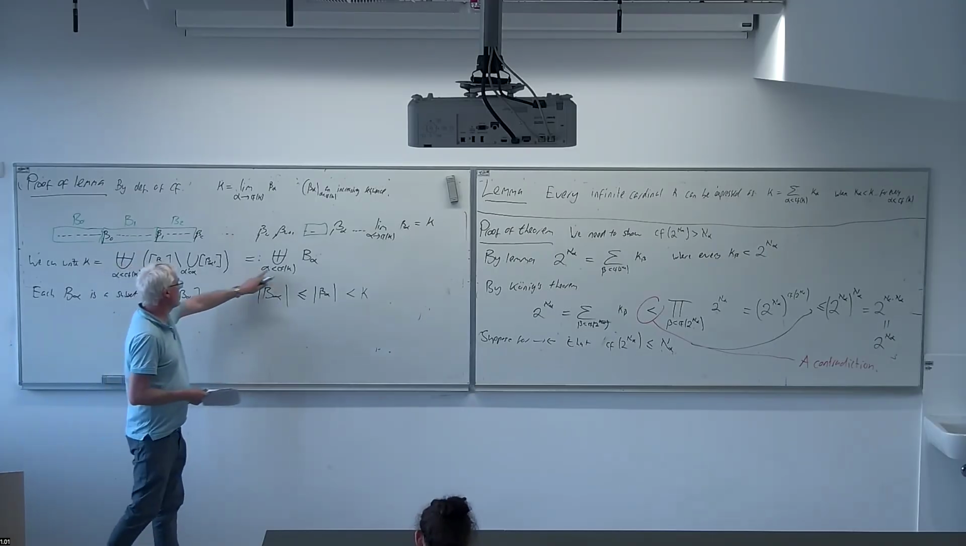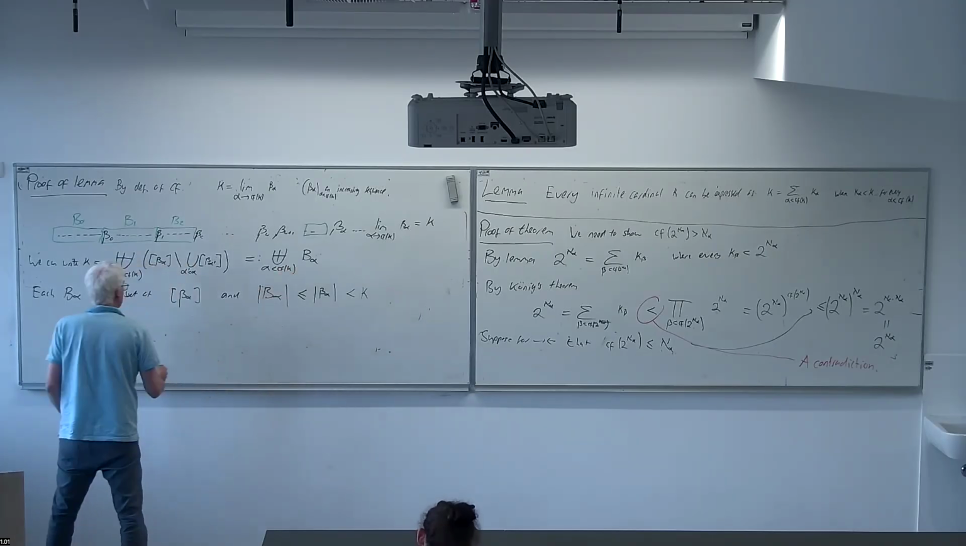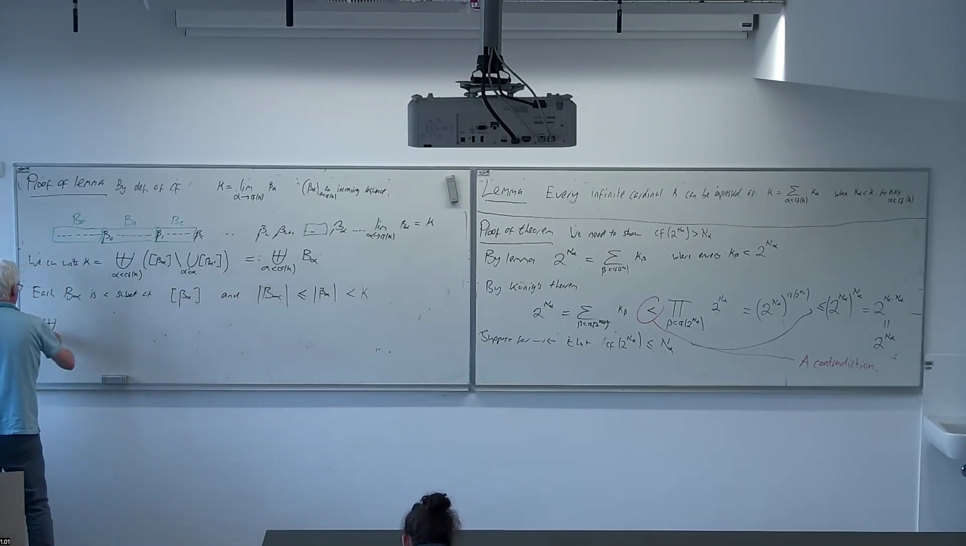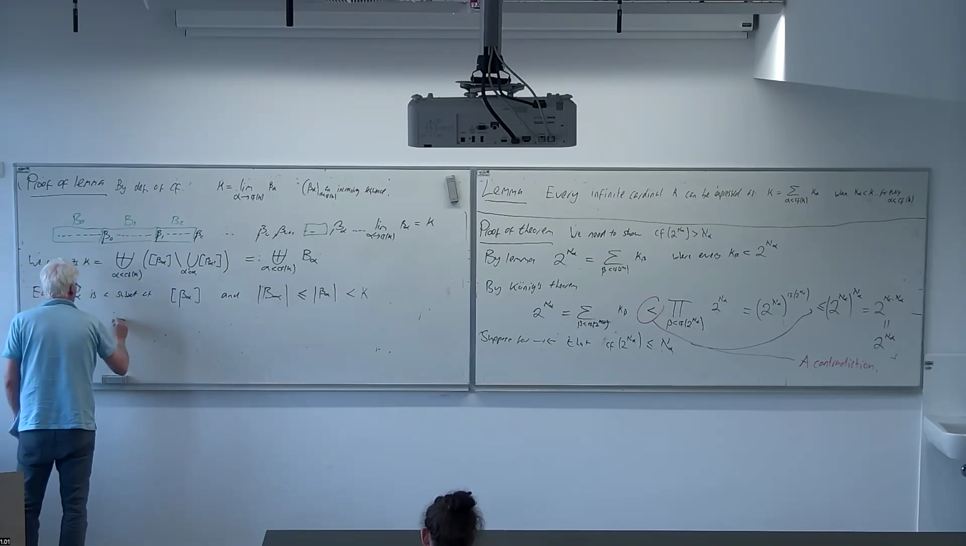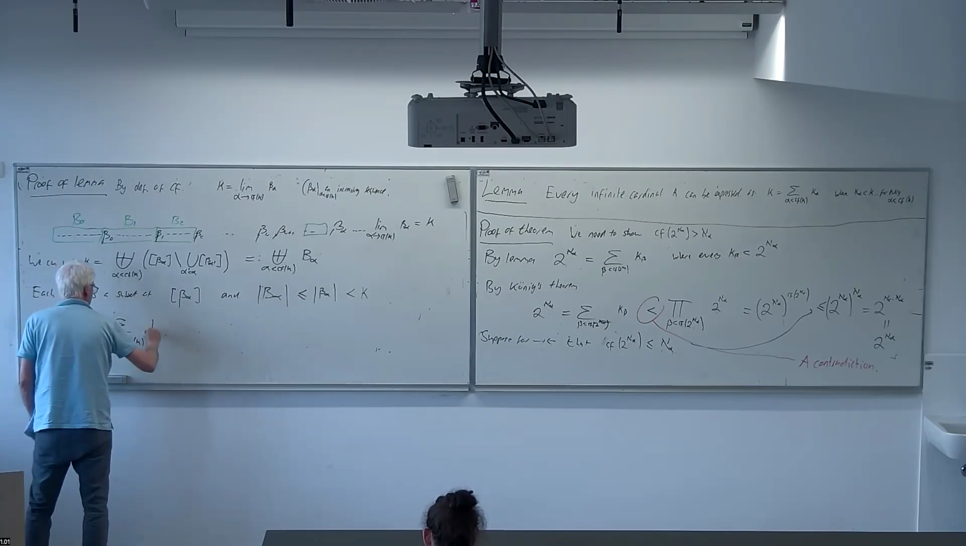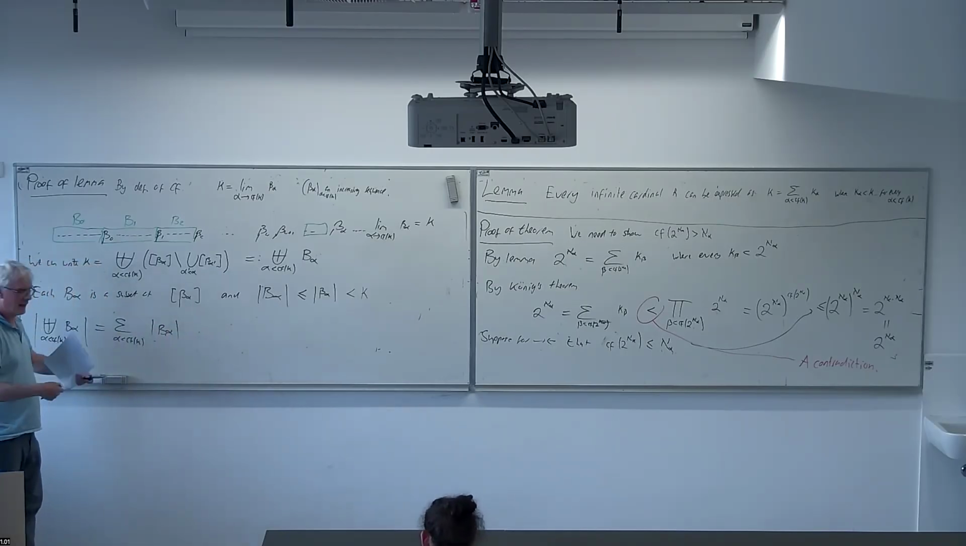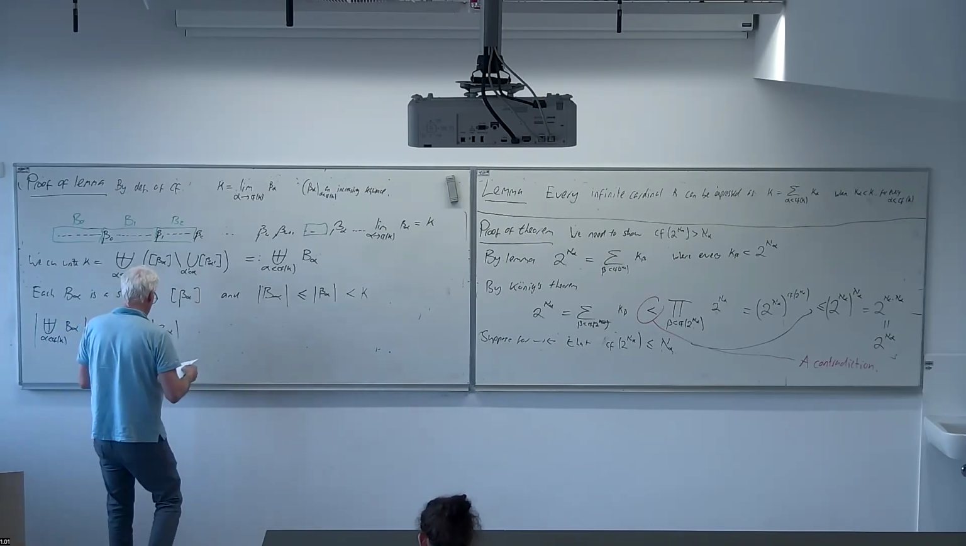And since this is a disjoint union, we have that the cardinality of this disjoint union is the same as the cardinality of the sum of cardinalities, because sums are just like disjoint unions with a labeling attached. So we're nearly there.